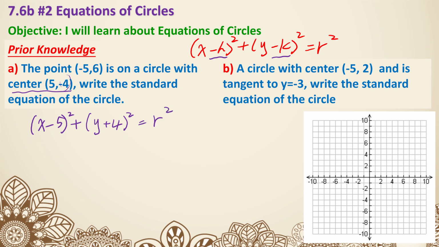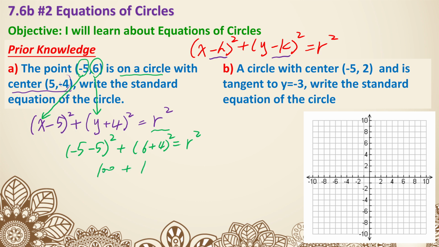And that is where this extra point comes in. Because if we're told a point is on a circle, that means the distance from this point to the center has to be r. So all we need to do is plug in the x and the y. We'll have (-5 minus 5) squared plus (6 plus 4) squared equals r squared. -5 minus 5 is -10 squared, that is 100. And then 6 plus 4 is 10 squared, that is 100. That equals r squared. In this case, my r squared is going to be 200.